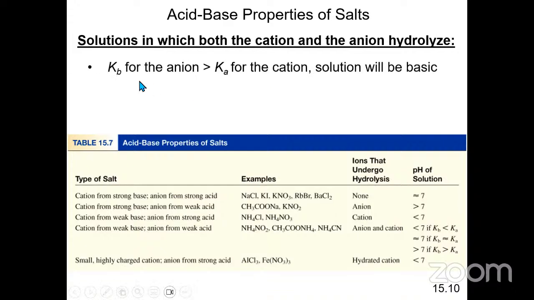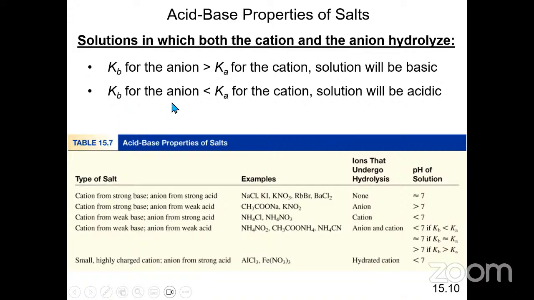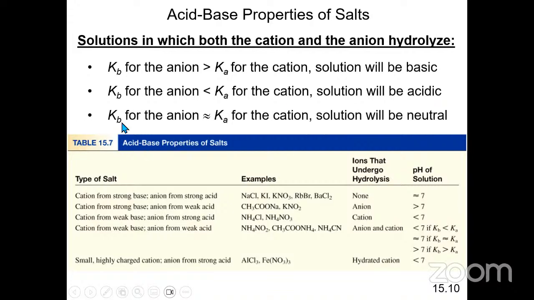So in the case of a situation where the anion has a Kb value which is greater than the Ka for the cation, then the solution will be basic, all right? If the situation is reversed, if the Kb of the anion is less than the Ka for the cation, then the solution will be acidic, all right? And then if the Kb for the anion is approximately the same as the Ka for the cation, then the solution will be neutral, all right?